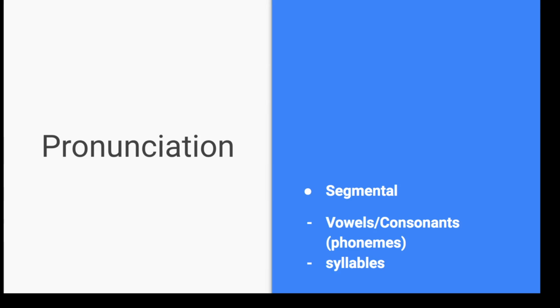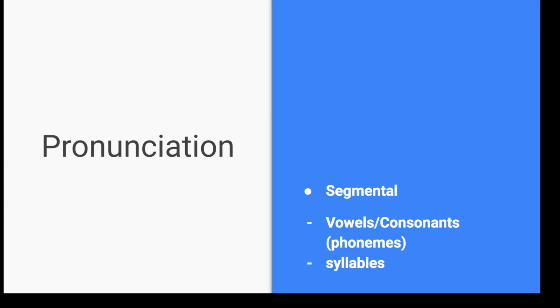And it also includes syllables, so how those phonemes are connected together. So for example, the word sports is one syllable, so if we kind of clap out the rhythm, sports, whereas support is two syllables, support, so two syllables. So they would be our segmental.